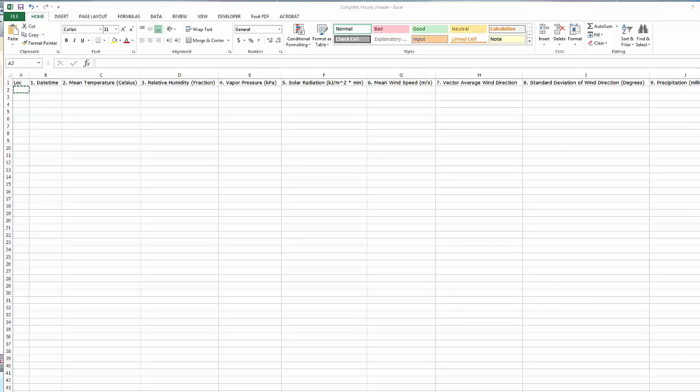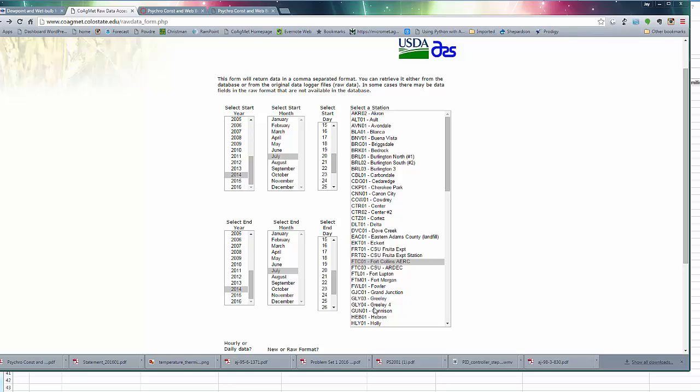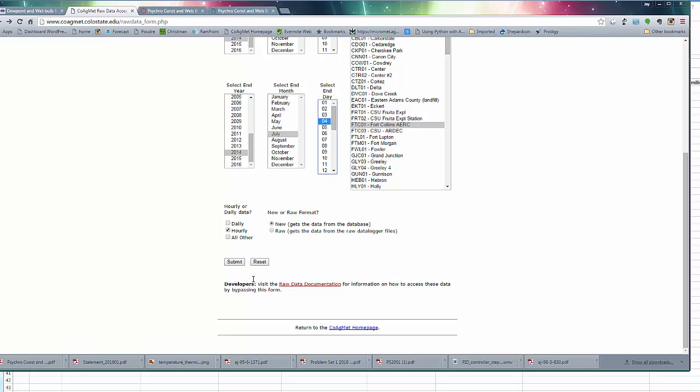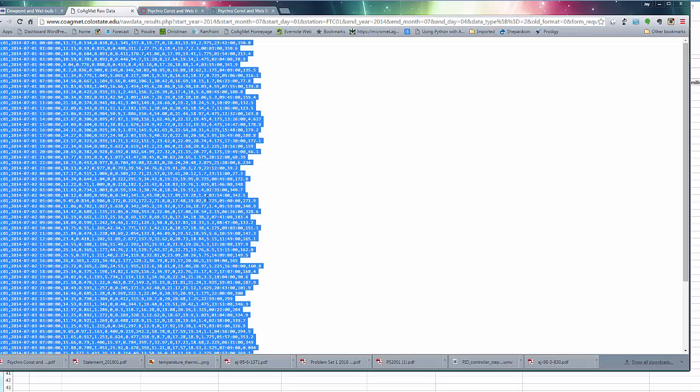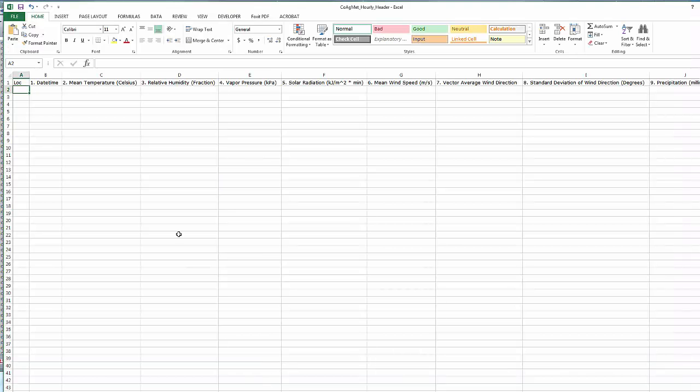video. So I've got started here with Microsoft Excel. I've got my hourly header information for the COAG-MET weather data network. I'm going to go over to the network and I'm going to get data from Fort Collins, the first 3 days in July, and 2014 is what I'm going to use for this example. And I only want hourly information. Submit that. Hit Control A, Control C, back to the spreadsheet, paste it in the upper left hand corner, cell A2, hit Control V.